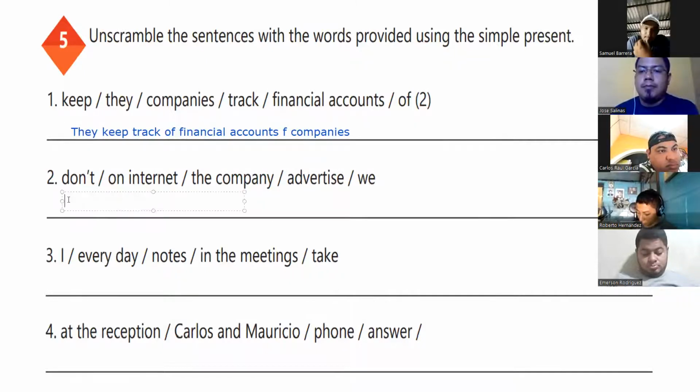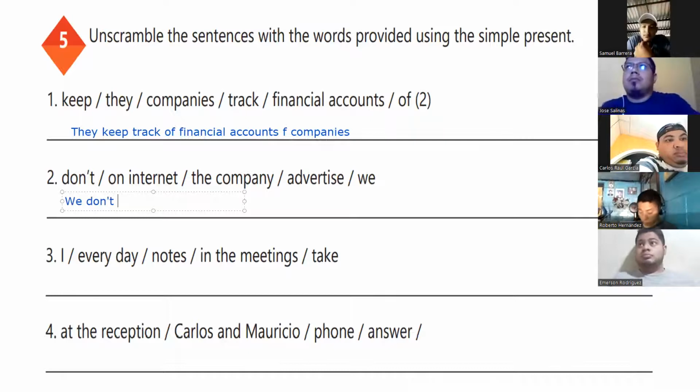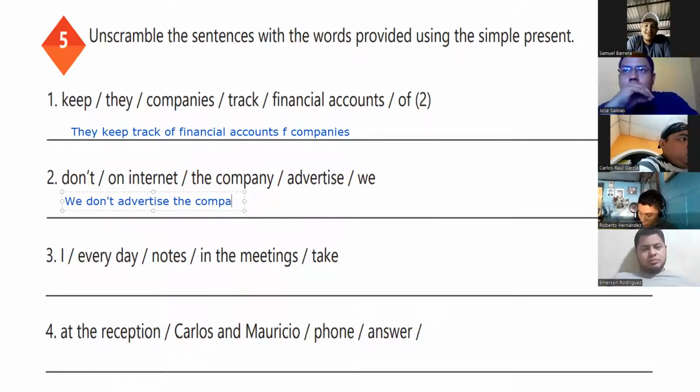Next one. Don't on either the company advertise we. We. Subjects, we. Don't or do not. On internet. We don't. What is the verb? After the auxiliary, we need the verb. Advertise. On internet, the company. No, it's the other way. The company on internet.